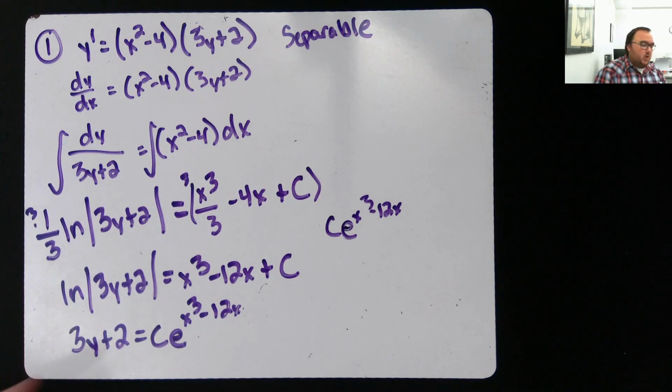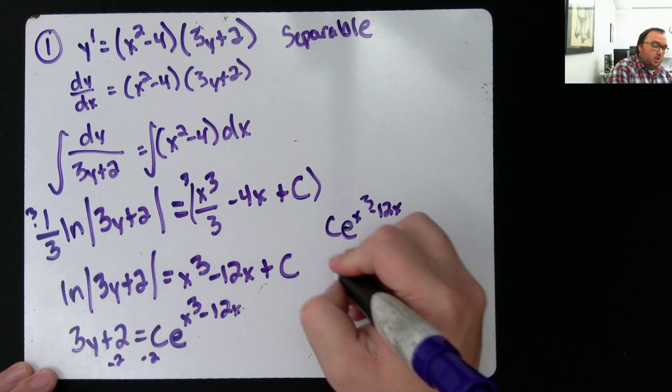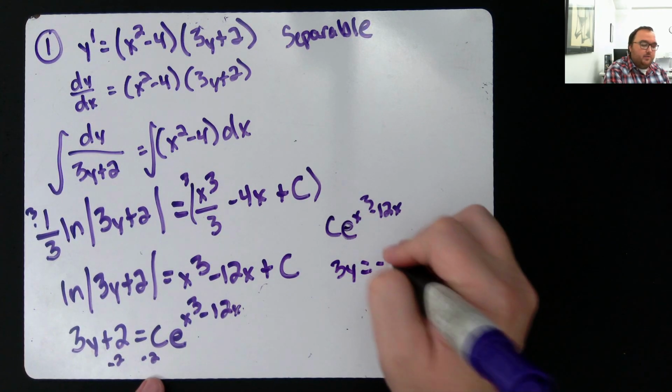So now to solve this for the y, just subtract 2. 3y equals, I'm going to put negative 2 out front.